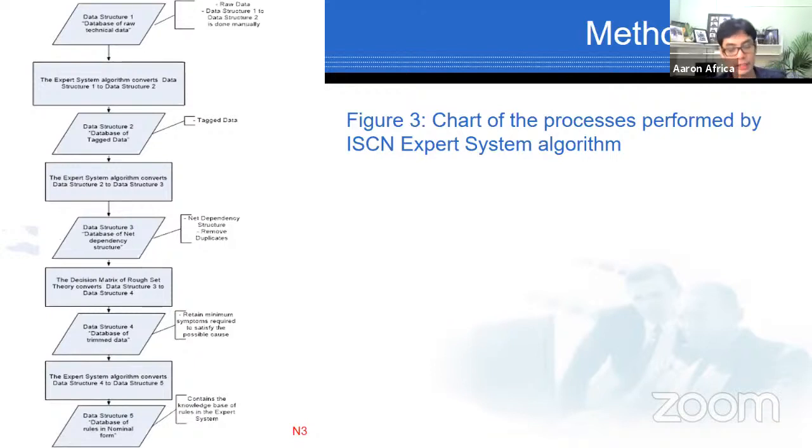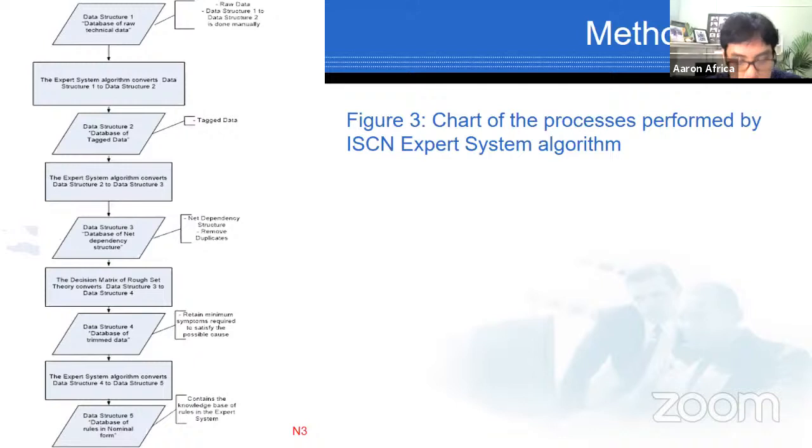The rows of data structure 3 contain a value corresponding to the symptoms needed to identify the possible causes. The first column of data structure 3 contains the case number. The second column contains the name of the possible cause, and the succeeding columns contain the values of the symptoms. Now, the decision matrix is applied from 3 to 4. The decision matrix was used in order to identify the minimum number of symptoms needed in order to identify the possible cause.